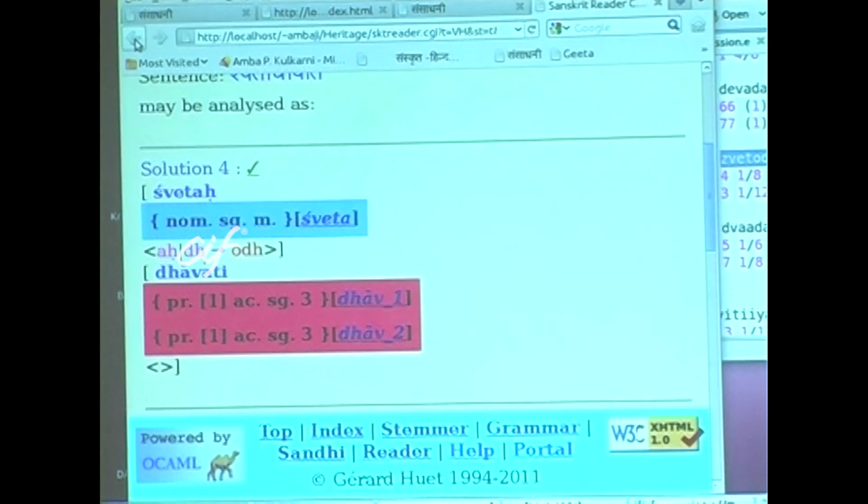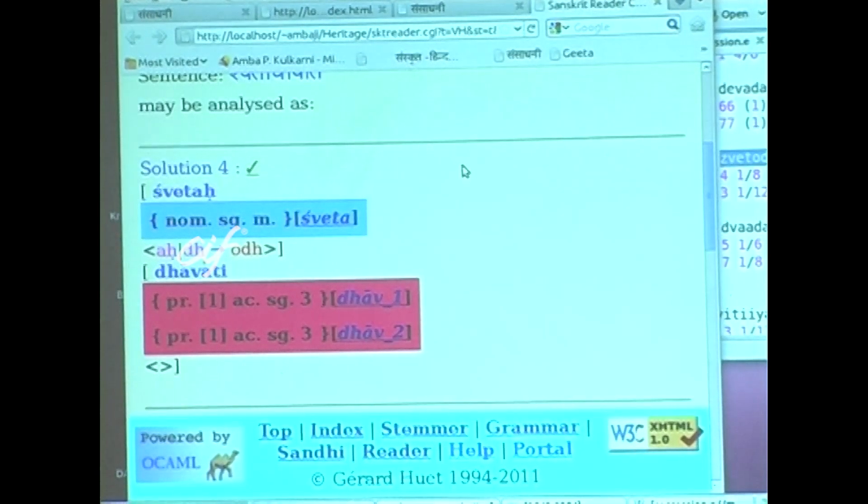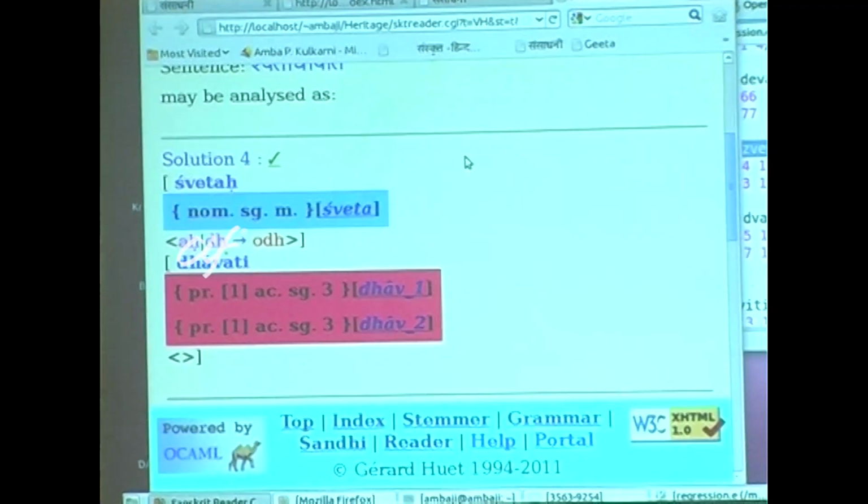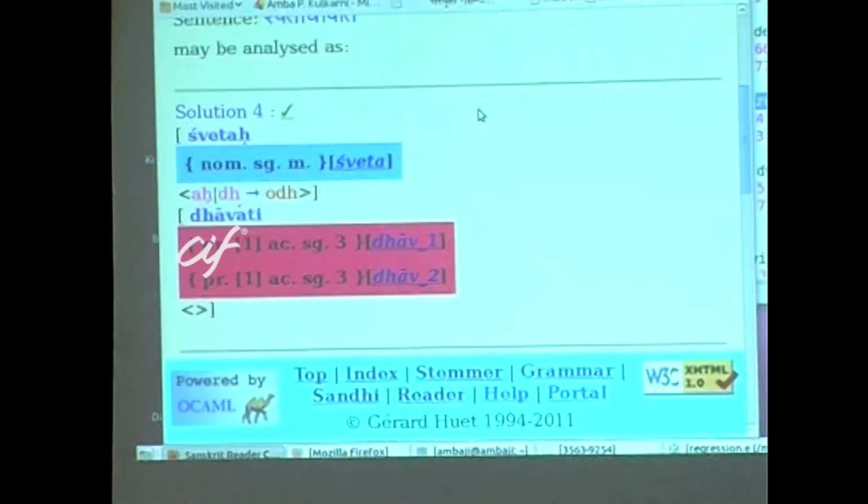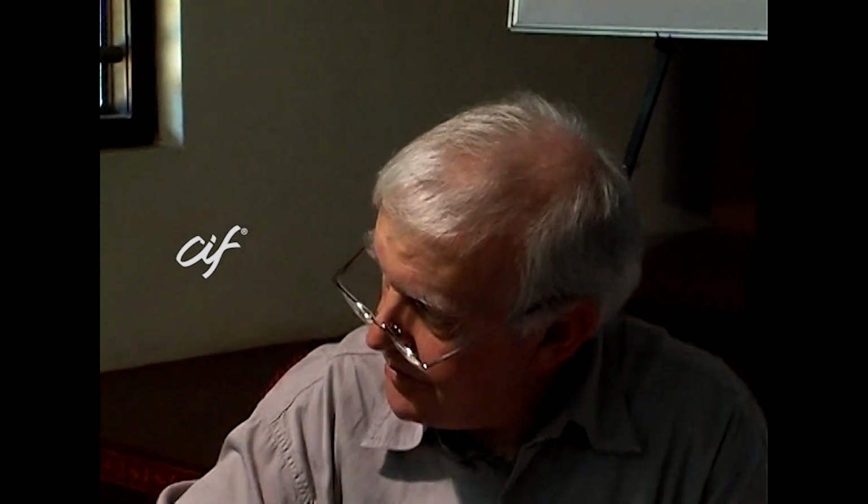So you see that the machine has information about the ākāṅkṣā of verbs. See, some verbs are transitive, some verbs are intransitive, some require dative, whatever.